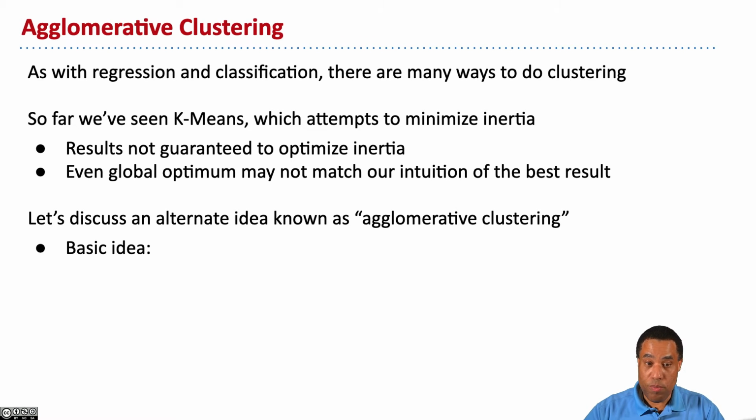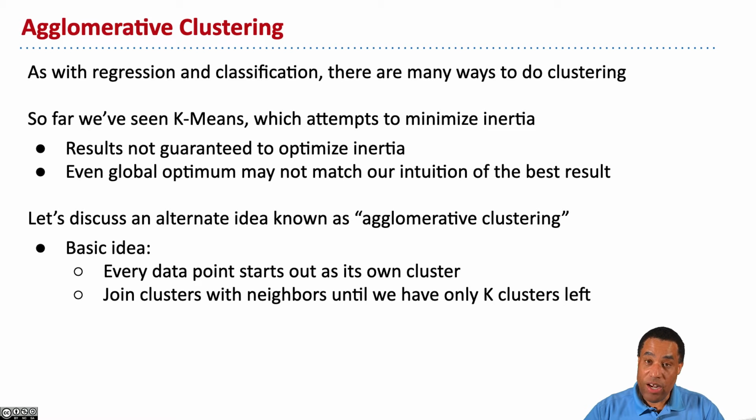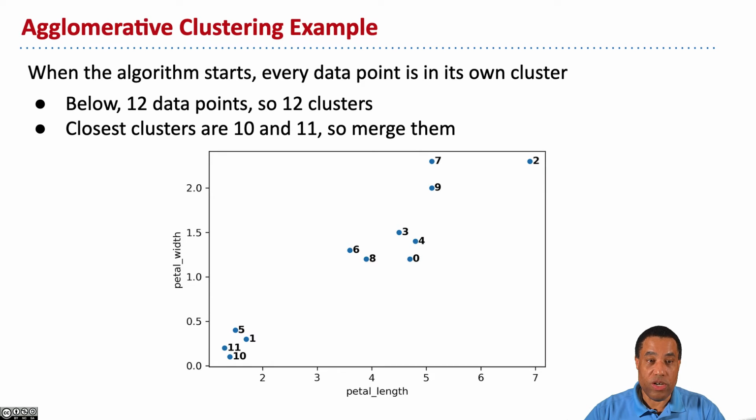Okay, so here's the basic idea. We start out with every data point as its own cluster. And then we're going to join, or merge, clusters with their neighbors until we only have k clusters left. So let's see what this would look like for k equals 2. When the algorithm starts, every data point is its own cluster. Here we have 12 data points and we label them from 0 to 11. So we have 12 clusters.